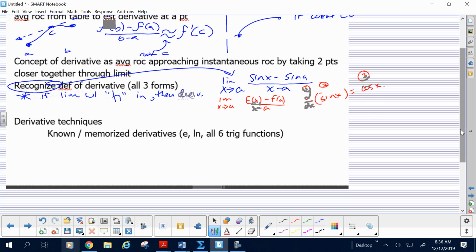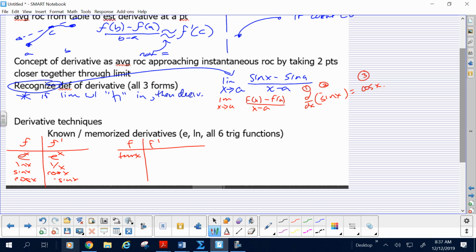Derivative techniques. You should know lots of derivatives. Let's just make a quick little table here, shall we? You know that the derivative of e to the x is e to the x. So if the function is e to the x, its derivative is e to the x. You know the derivative of log is 1 over x. Let's go with the derivative of sine: cosine. The derivative of cosine: negative sine. I ran out of room. You work out how much room you have. The derivative of tangent: secant squared.